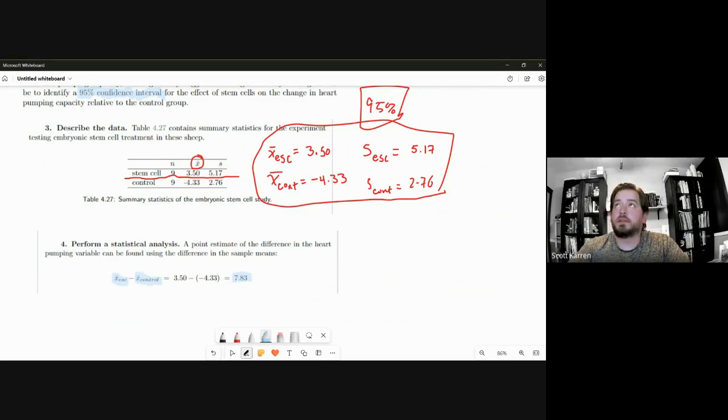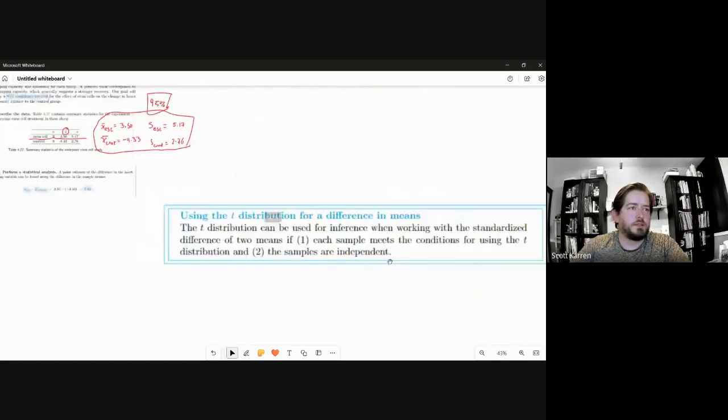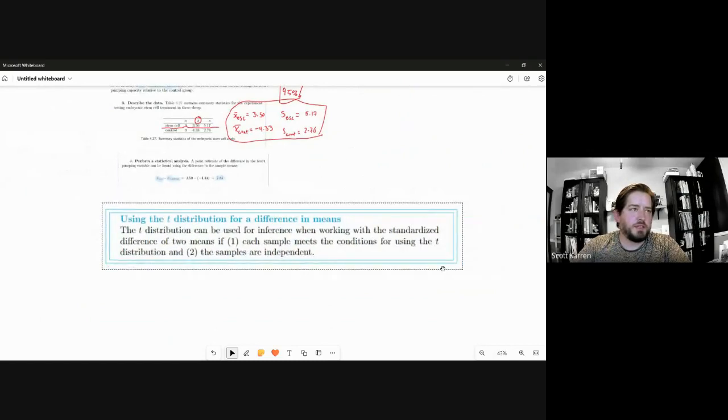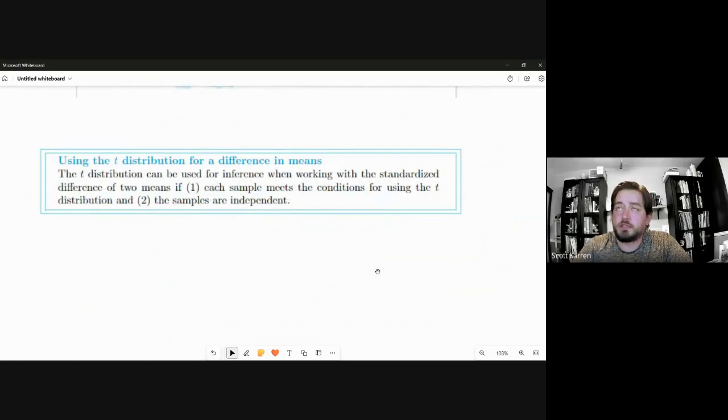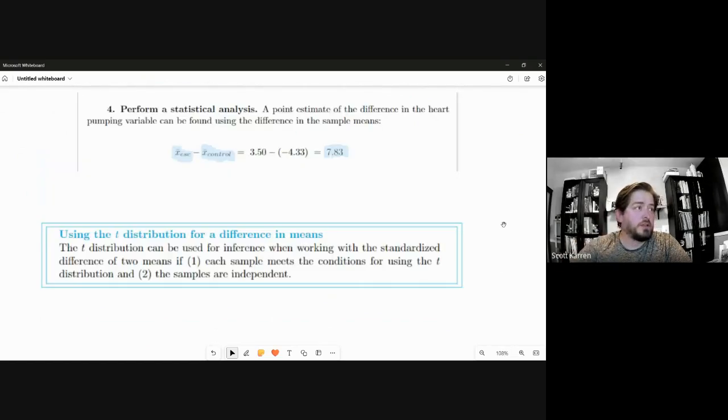Now, in order to, I can't tell you how obnoxious this cut and paste has become. I'm sure you all know because you're watching this, you're probably getting seasick with how much I have to move this stuff around. Anyway, using the t-distribution for the difference in means, it can be used for inference when working with a standardized difference of two means if these two criteria are met. Each sample meets the conditions for using the t-distribution, and those samples are independent. Right?